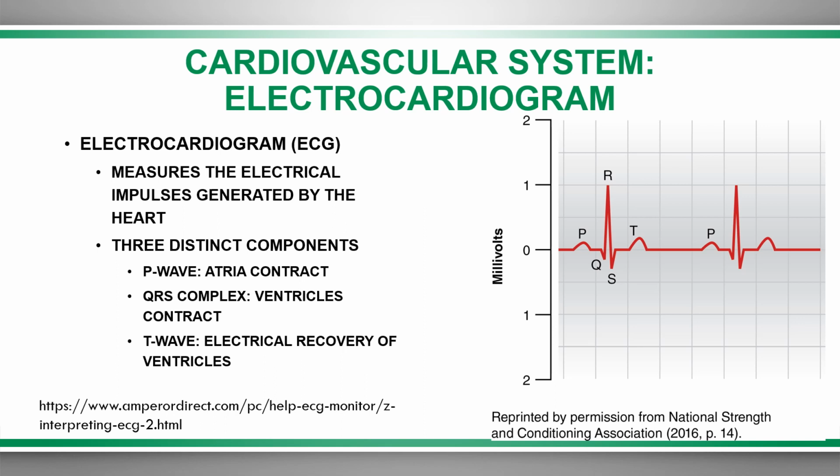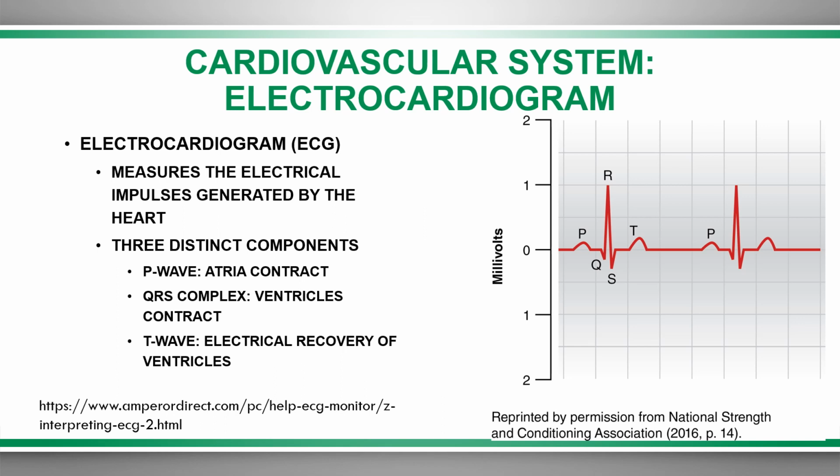So the P wave represents the normal atrial depolarization, or the upper heart chambers. The QRS complex, which you can see is rather large, is one single heartbeat. It corresponds to the depolarization of the right and left ventricles, which are the lower chambers of the heart. The T wave represents the repolarization or recovery of the ventricles.